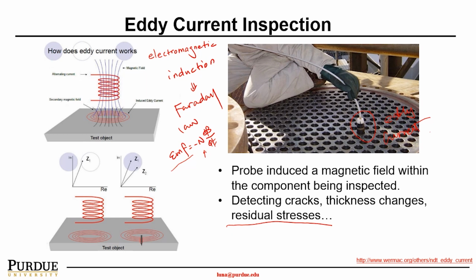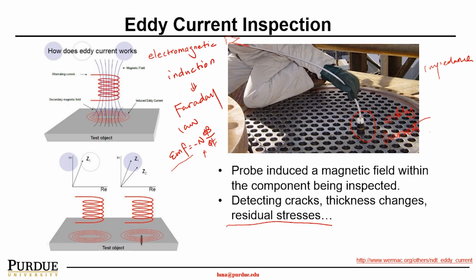And then this eddy current will be detected by the probe itself, because the secondary magnetic field will oppose the primary magnetic field. That change will be sensed by the probe and detected by a scope attached somewhere here. By looking at the eddy current, we can understand if there is a defect, because if there is a defect, the eddy current will change, and particularly the impedance will change.